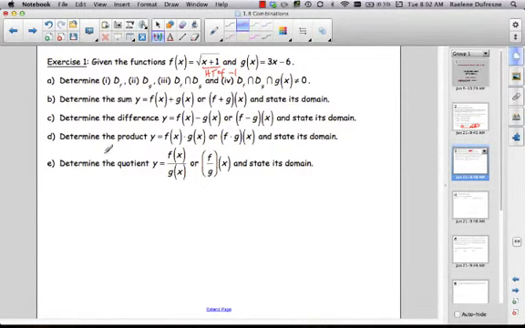So in part A, the domain of f, we look at the function f and we see that we have an even radical, or square root. The radicand of the square root cannot be negative, so x plus 1 must be greater than or equal to 0, and this linear inequality can be solved algebraically to get x greater than or equal to -1. And so that's it, the domain of f.